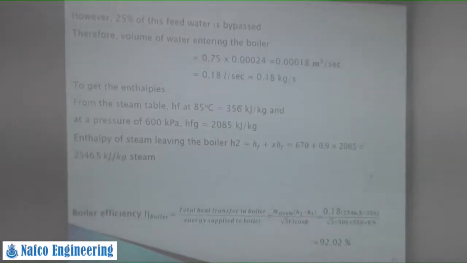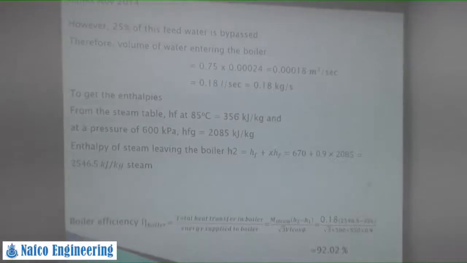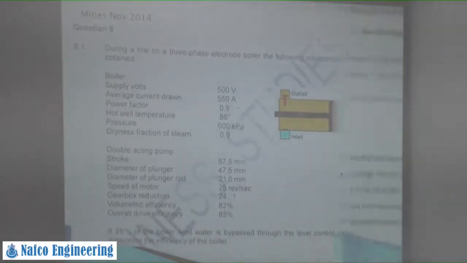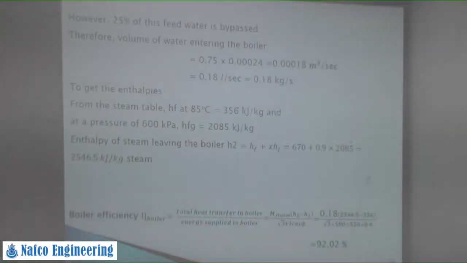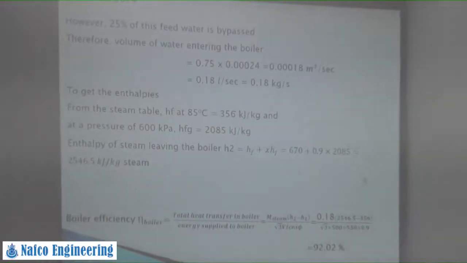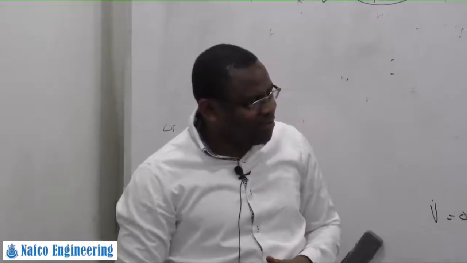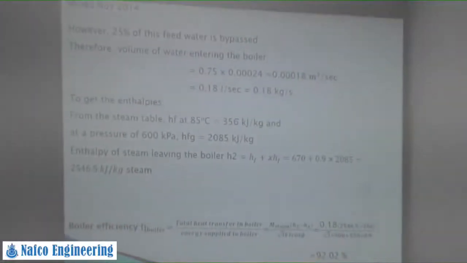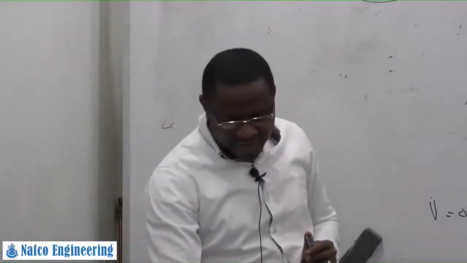To get our enthalpies from the steam table, we look at what is given to us for a pressure of 600 kPa. We look for that HF at 85 degrees, we'll get 356. HFG that. So total H will be HF plus HFG to get 2546 point that. All right. Then we substitute in that equation. So this is the end of boilers. You can now try to look for any other past questions and try your best to solve them. So we'll have a break.